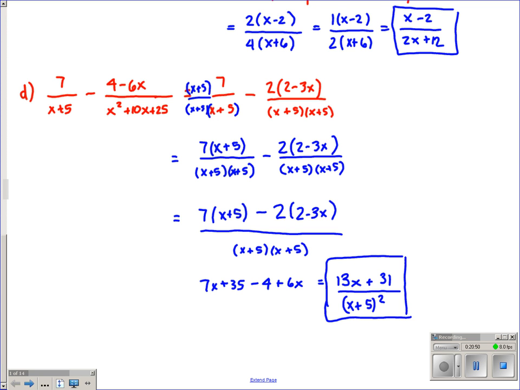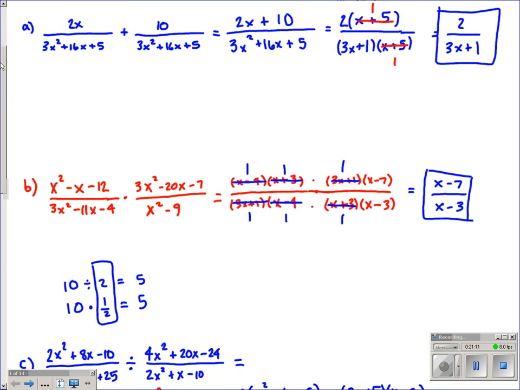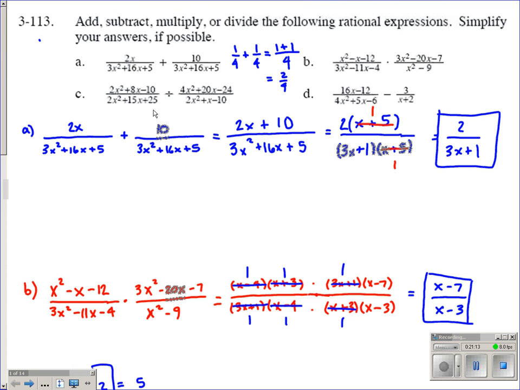If you have questions, please make sure you ask your teacher. Some of these problems, if you mess up on your factoring at the beginning, it'll throw the entire thing off. So you have to be careful. I hope this helped you out there. Like I said, get help if you need it. Otherwise, make sure you can go back through, pause it, to make sure that you've got everything correct before you move on. This is problem 3-113. Thank you.